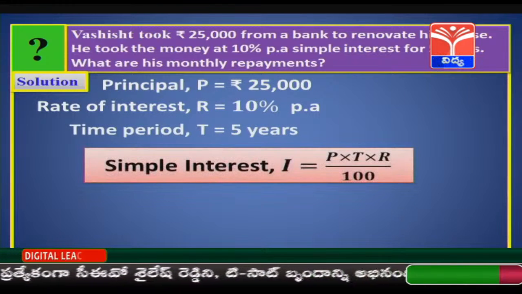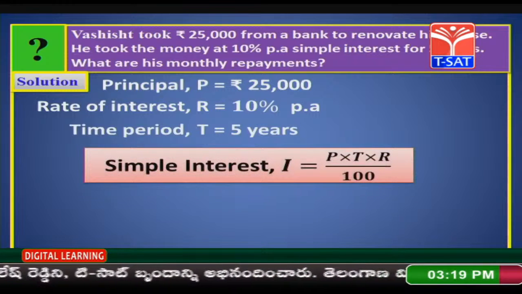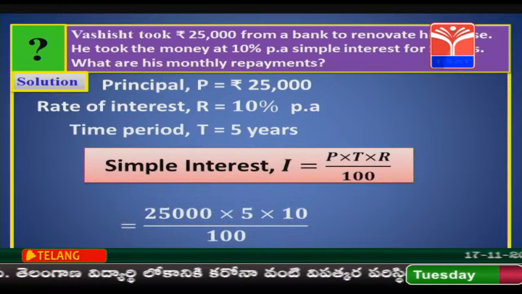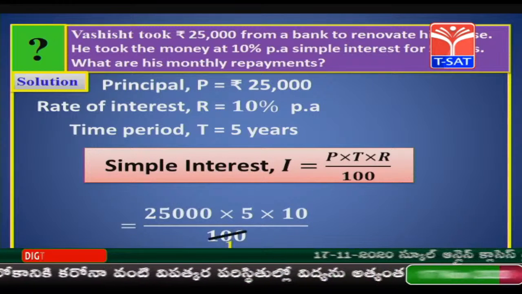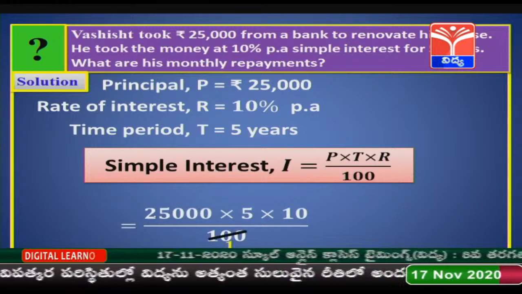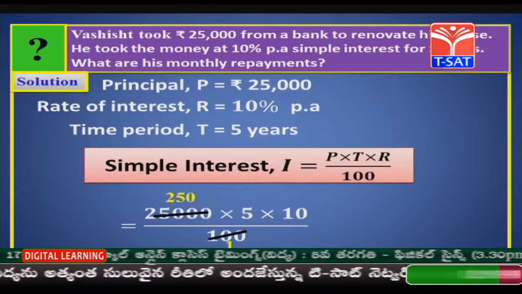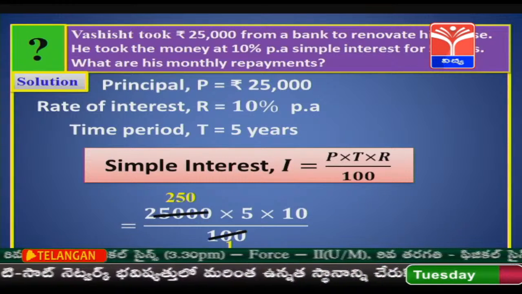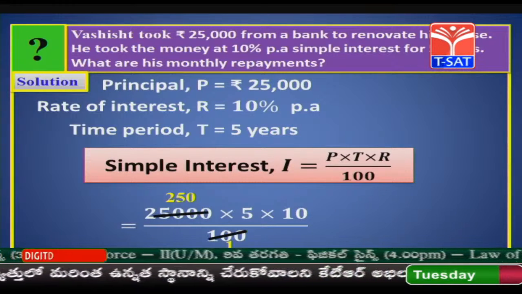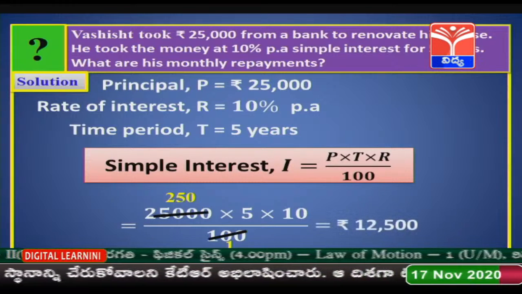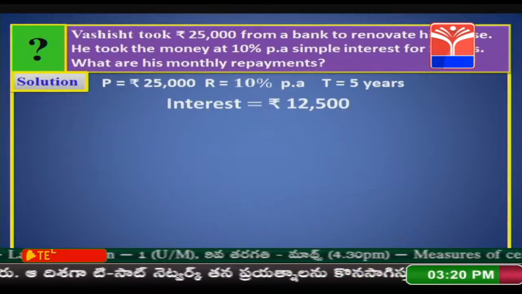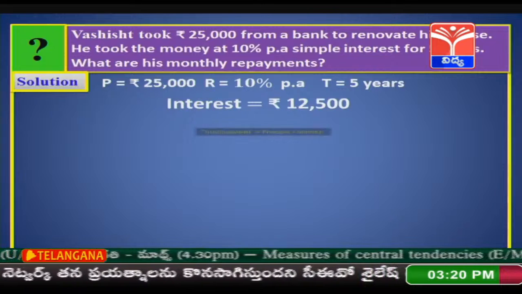The simple interest is given by I equal to P into T into R by 100. Now, let us substitute these values. Now, we will cancel 100, that goes one time, and here in 25,000 it goes 250 times. Now, what is left, children? 250 into 5 into 10. So, on multiplying this, we get 12,500 rupees. So, the interest is 12,500 rupees.